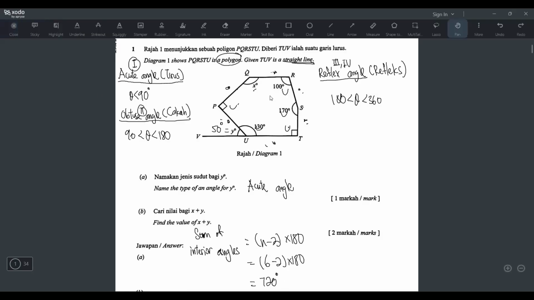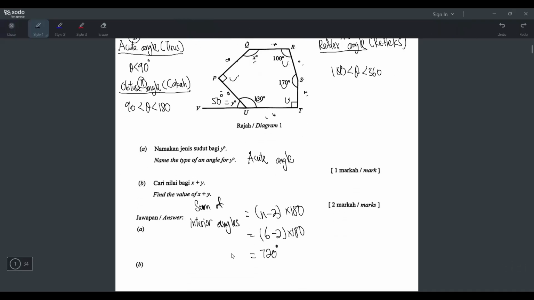But this is the jumlah of all the angles inside added together. If you want to find X, you still have to do something. You have to take the jumlah, which is 720, minus the remaining 5 angles, because 5 angles are given already. So minus 100, minus 170, and then minus 90, minus 130, and then minus 90. Once you do that, you will get your final X answer. So let me press my calculator now.